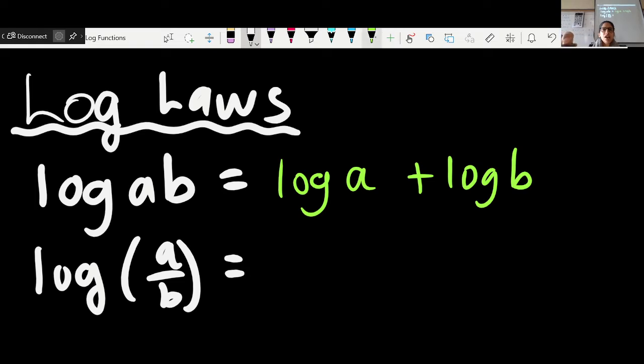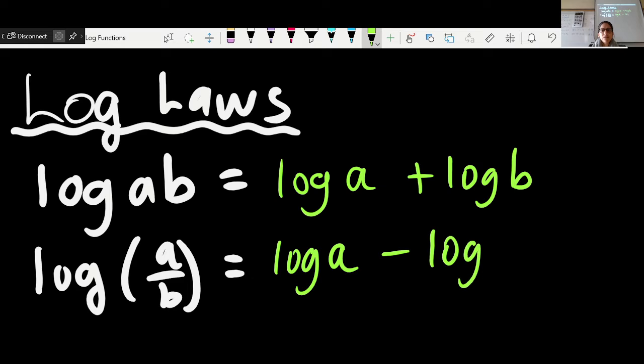So if we have log A over B, what do you think that rule is going to be? Good. Log A minus log B. So far, so good?